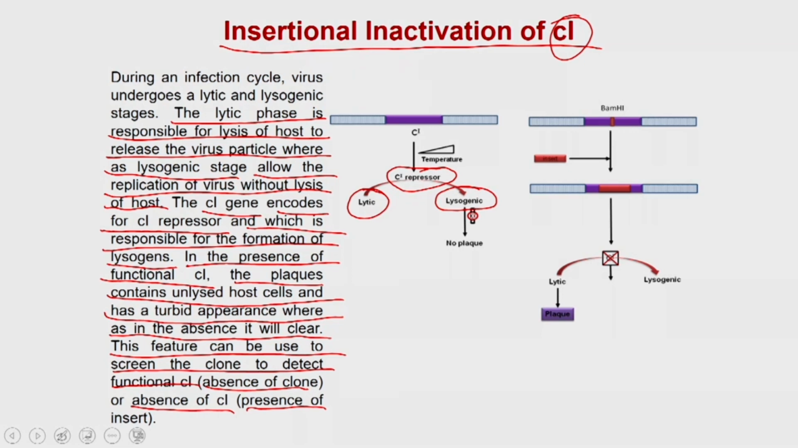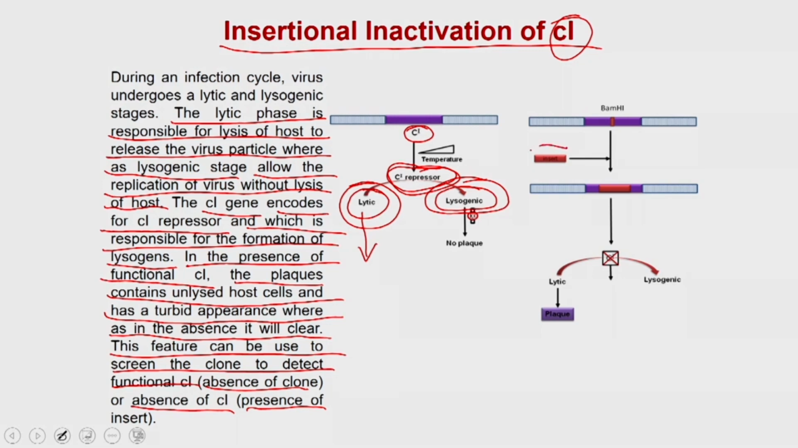So, you can imagine that CI is a repressor which controls the activity of the virus between the lytic phase and the lysogenic phase. The lytic phase is responsible for the lysis of the host cells, and that is how it produces the plaques, whereas the lysogenic phase allows the viruses to replicate within the host cells without forming plaques.